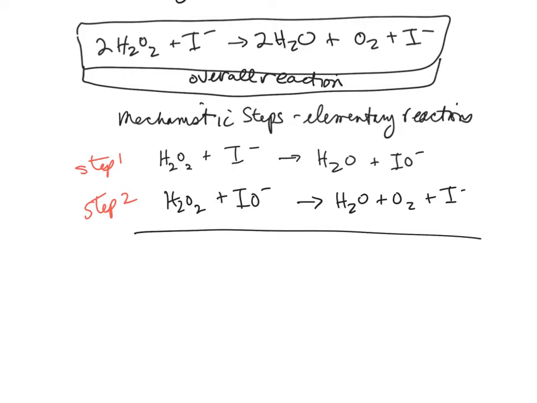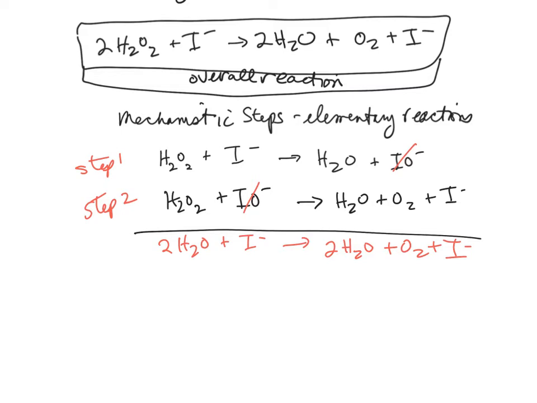Now, one of the properties of this is that when you add up the individual steps, you should get the overall reaction. And you can see here that the IO minus will cancel. And actually, that's the only thing that has to happen. So when you add them, you're going to get two peroxides plus I minus forms two waters plus O2 plus I minus. So your mechanism that you propose has to be consistent with the overall reaction.